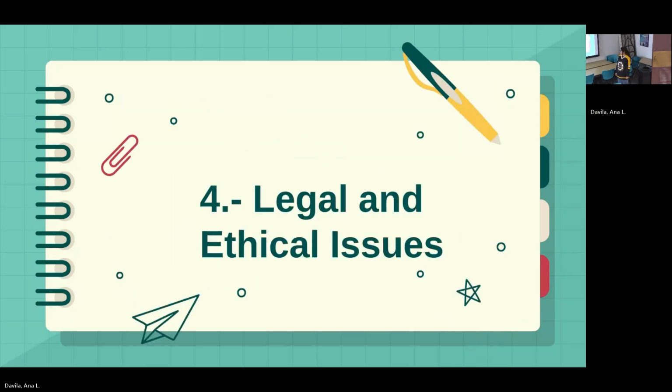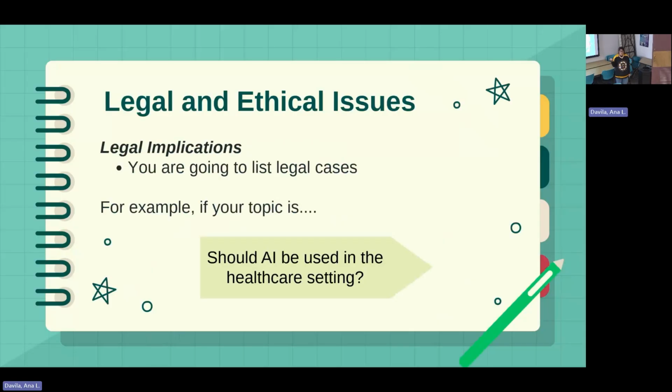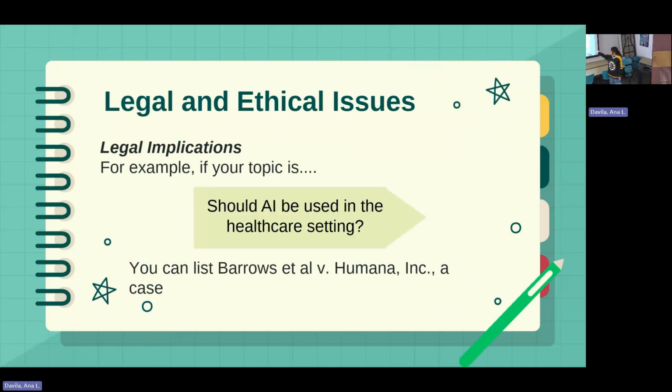Okay. Then we go into legal and ethical issues, and just like it sounds, in this section we're gonna discuss the legal implications and the ethical implications, right? So for the legal implications, you're gonna list legal cases, right? So for example, your topic is, should AI be used in the healthcare setting? Are there any cases already about AI in the healthcare setting? AI is very recent. Do you think there's any? You can list Barrows v. Humana, and this is a case about AI denying a lot of claims.